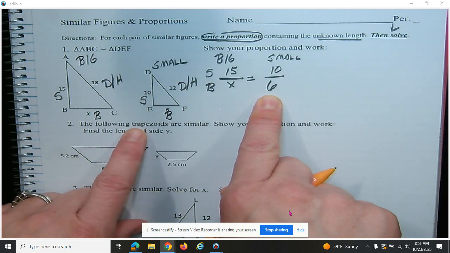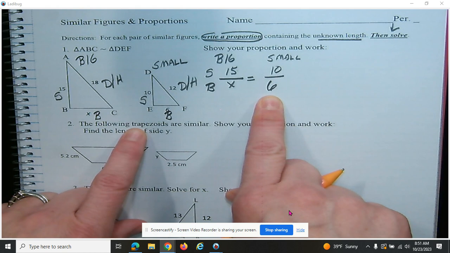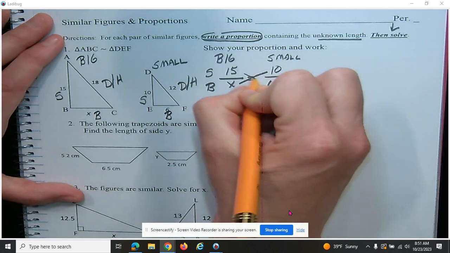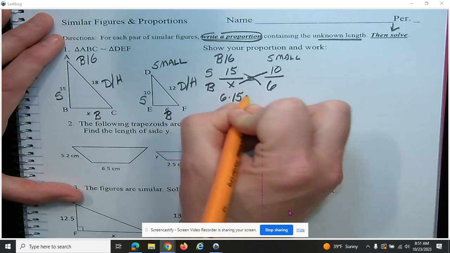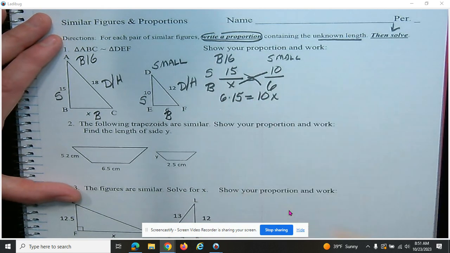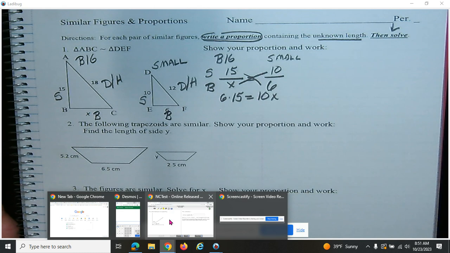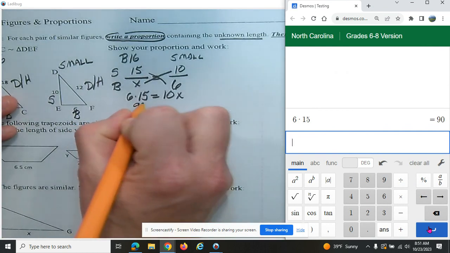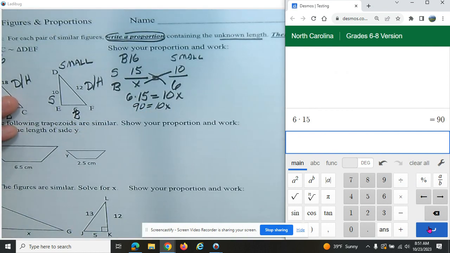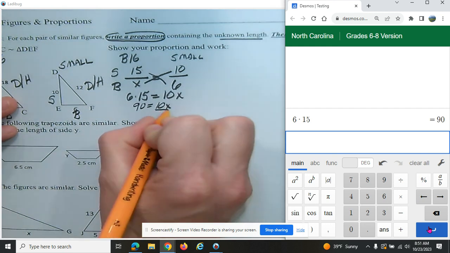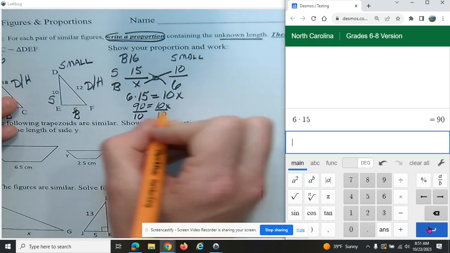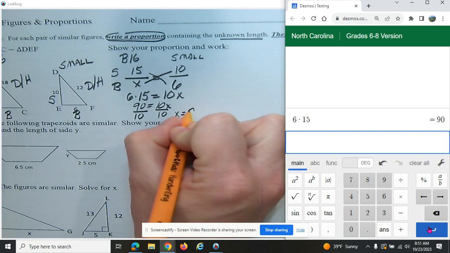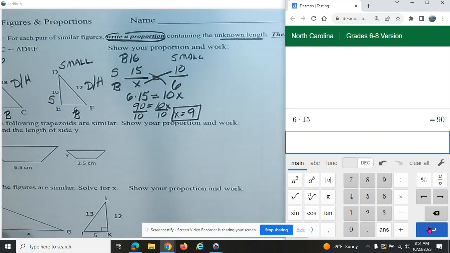Okay. How do I solve this proportion? This part you should know. Cross multiply. I'm going to say 6 times 15 equals 10 times X. 6 times 15 gives me 90. How do I get the X by itself? Divide by 10 on both sides. So X is going to be what? X is going to be 9. Okay.